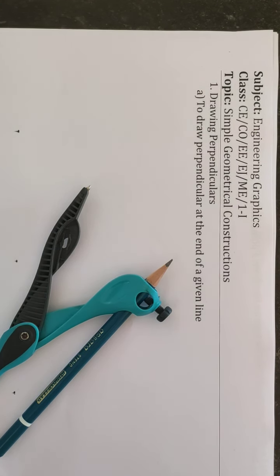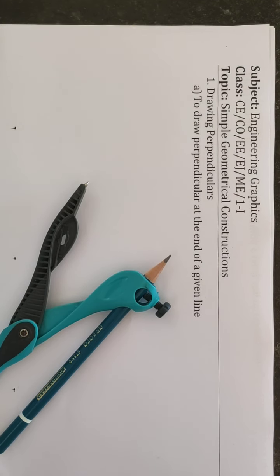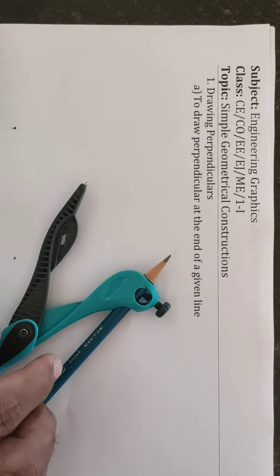Today we are going to study the subject Engineering Graphics, which is for the first year diploma students for all branches, that is civil, computer, electrical, ENTC, mechanical, for all branches. This is a common subject. Now in this subject we are going to start our first topic, that is simple geometrical constructions, in which the first point is to draw perpendiculars, or drawing different perpendiculars.